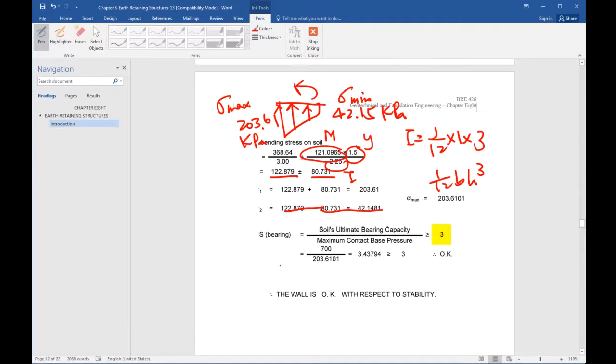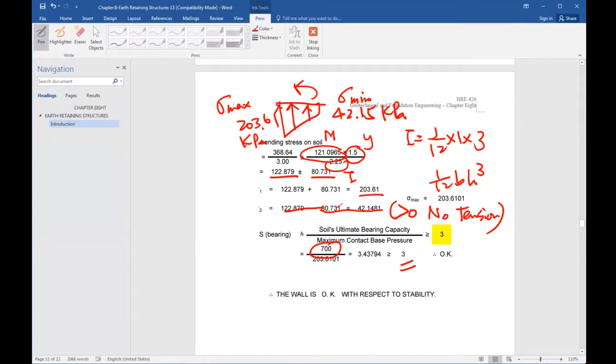Now, of course, we are interested in the sigma max, right? Because we are concerned about whether the soil will be able to bear the pressure or not. So 203 compared with 700 gives you a factor of safety greater than 3, so it's okay. And what about the minimum? The minimum is again 42. Anyway, it's greater than 0, so there will be no tension. If it's negative, it means that the soil will be under tension. Okay?